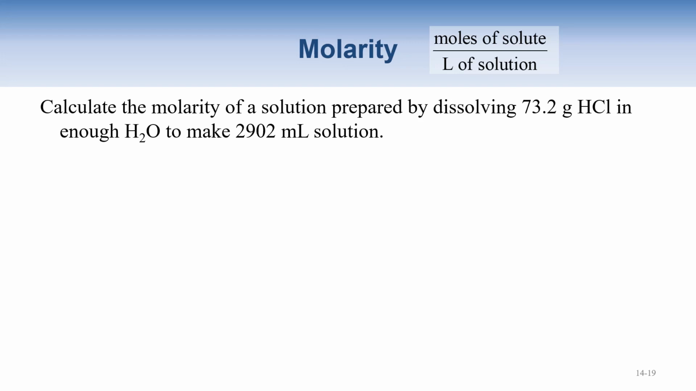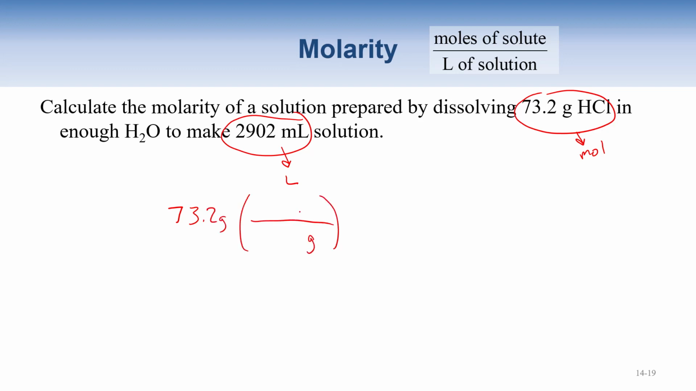Okay, now in this problem, both of these have to be converted. So this has to be converted to moles, and this has to be converted to liters. So we have 73.2 grams to moles. We know 1 mole is equal to the calculated mass from the periodic table. So hydrogen is 1.008 plus chlorine is 35.453. We get 36.461 grams.